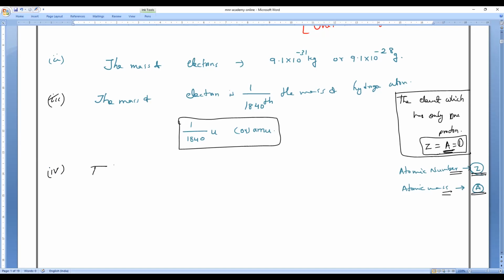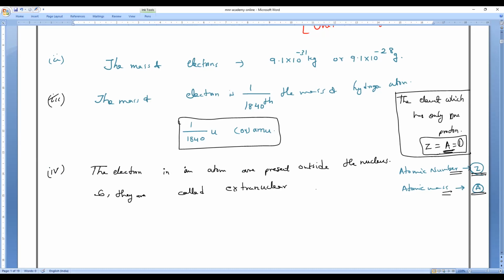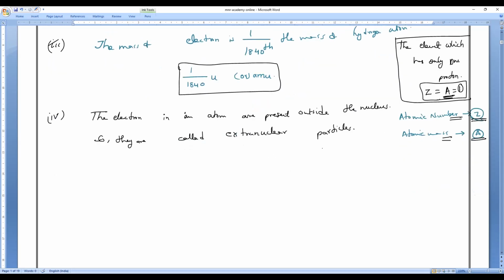The electrons in an atom are present outside the nucleus. So they are called extranuclear particles. Clear, everyone? Please respond.